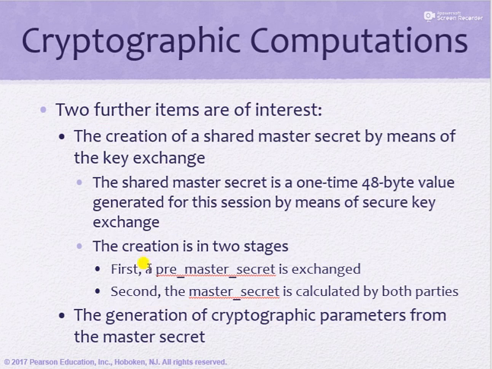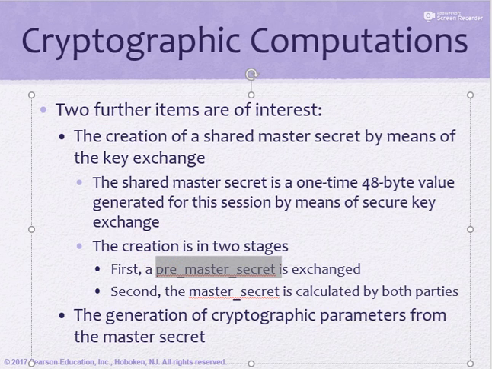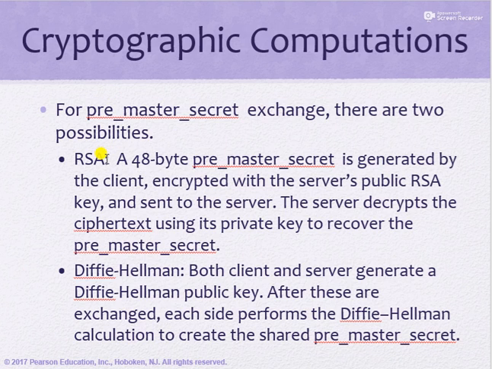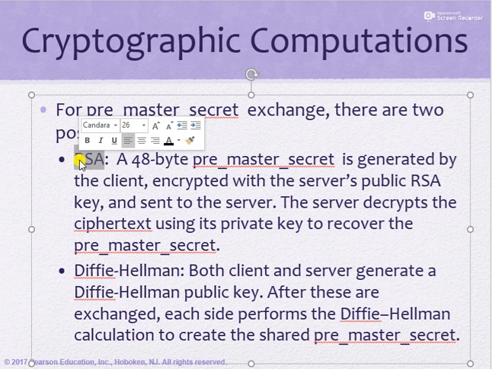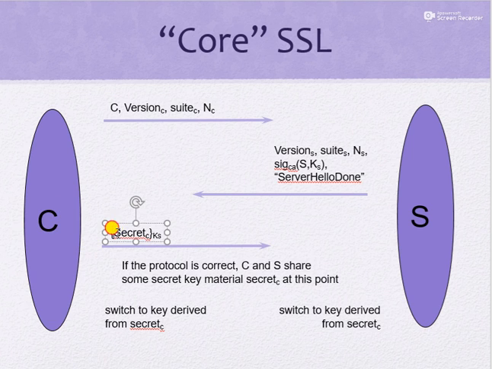So this pre-master secret exchange has two options. You can either have RSA. If the server chooses RSA for key exchange, then both parties will share this key: a 48-byte pre-master secret is generated by the client, like here. This pre-master secret is generated by the client and sent to the server, encrypted with the server's public key, okay. So this is one way to share the pre-master secret.